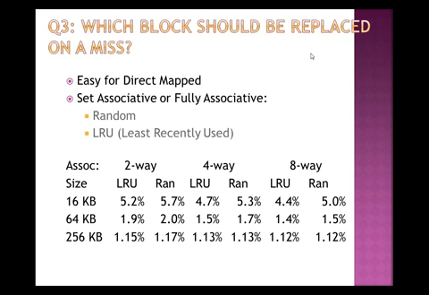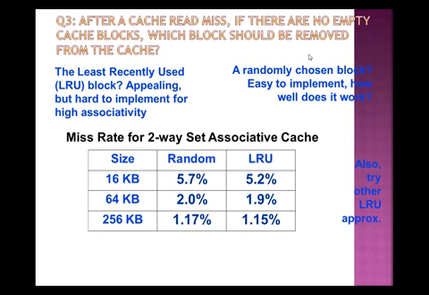Then which block should be replaced on a miss? That is, which block should be replaced when there is a miss? It is easy to replace for the direct map, that is direct mapping, compared to set associative or fully associative. Then the next question: after a cache read miss, if there is no empty cache block, which block should be removed from the cache? The least recently used block, that is, the block not used on a regular basis, can be removed from the cache memory.